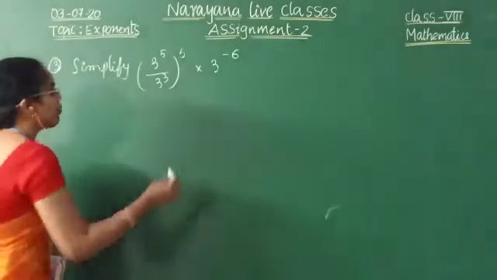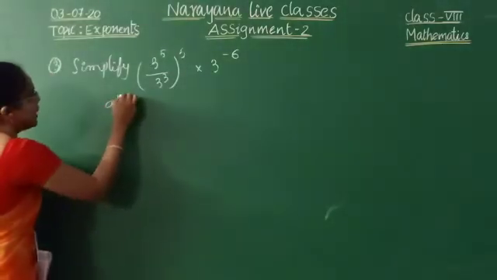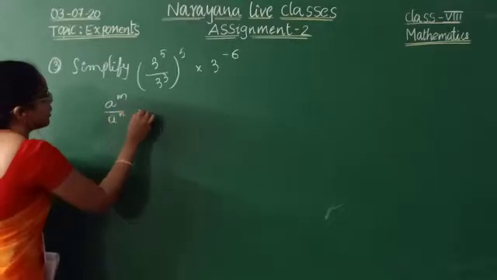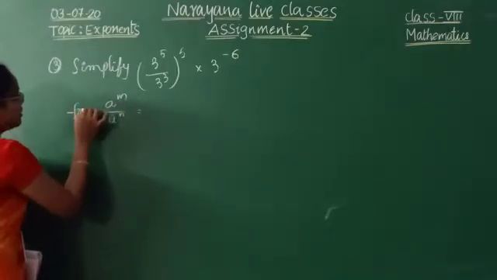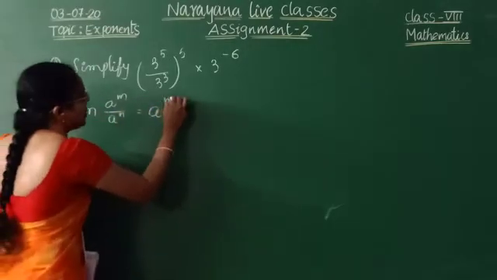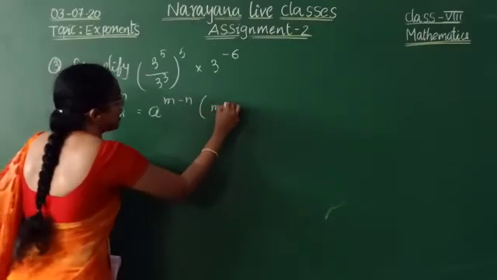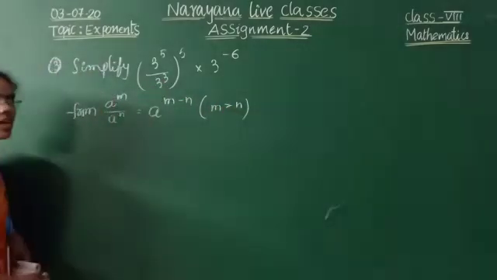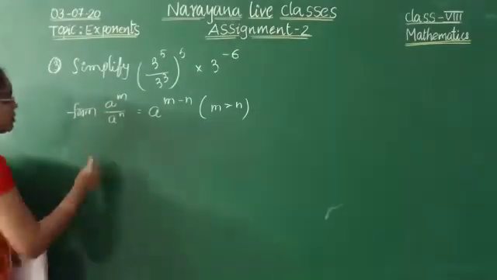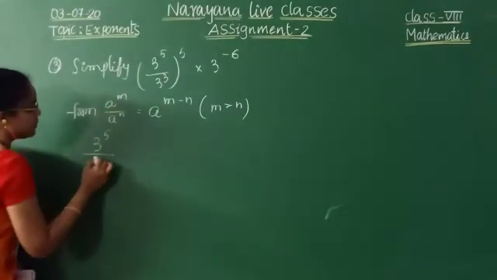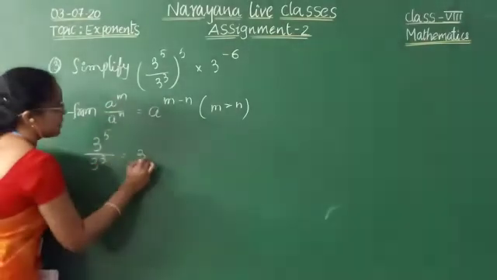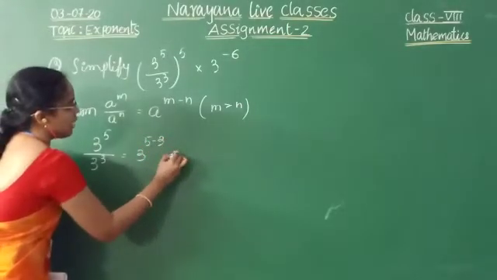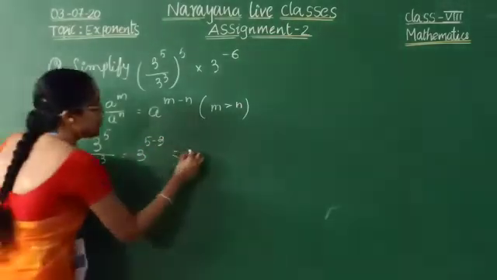We have the form A power m by A power n. So by using A power m by A power n, we have A power m minus n, where m value should be greater than n. So we have 3 power 5 by 3 power 3. The value we have to take is 3 power 5 minus 3. The value of 3 power 5 minus 3 is 3 square.